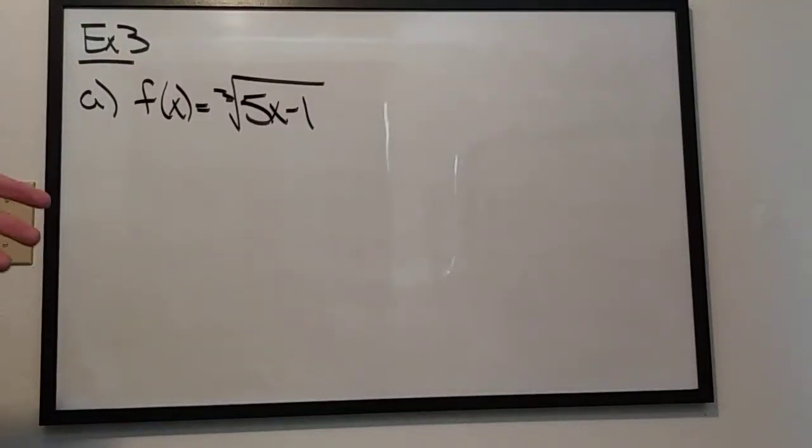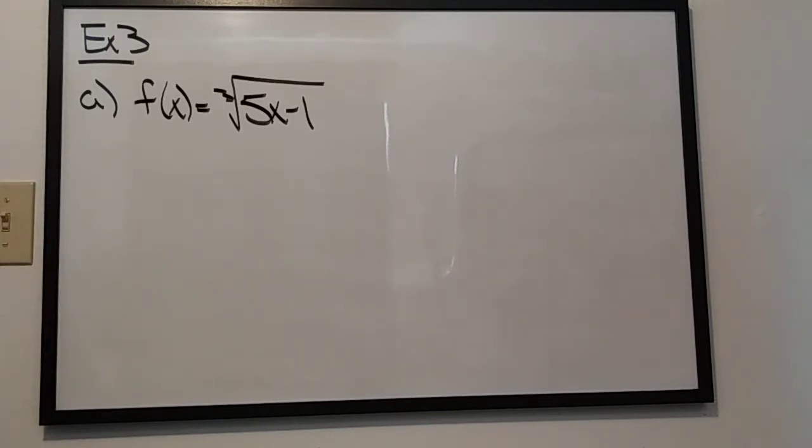So now that we know what an inverse function does, and we know how to find the graph of an inverse function based on the graph of the original function, how can we actually find the rule for an inverse function for a given function? That's what example 3 asks us to do.